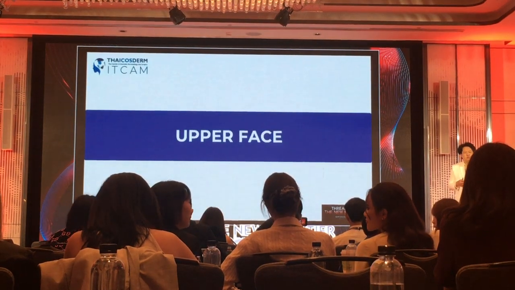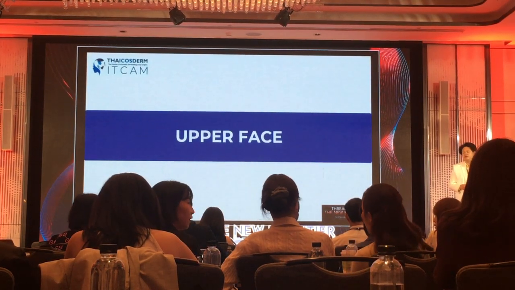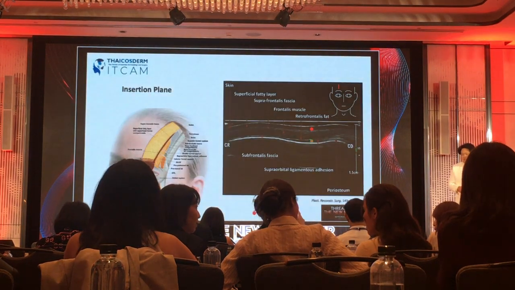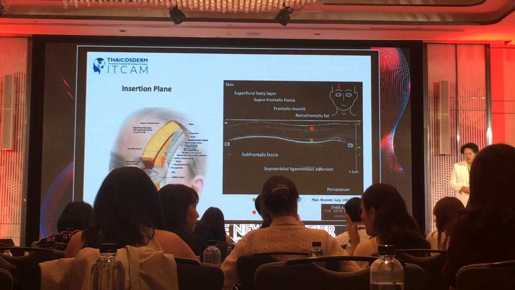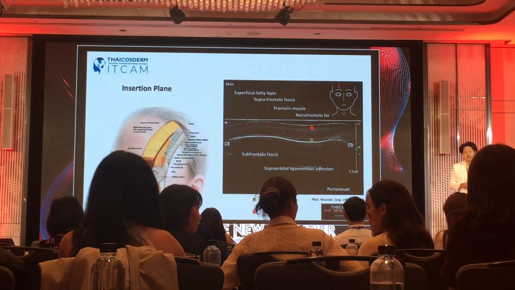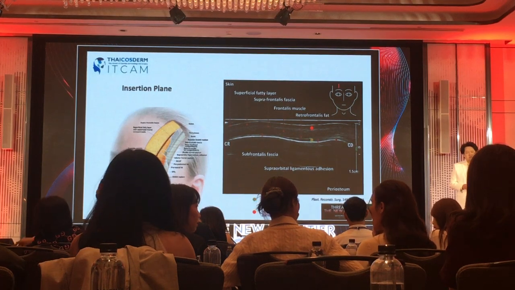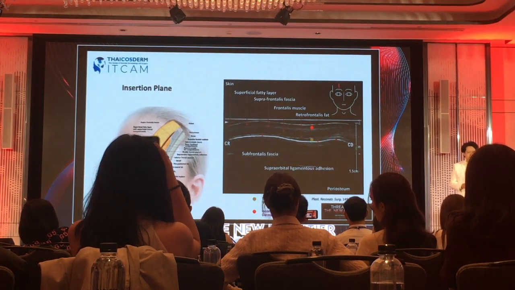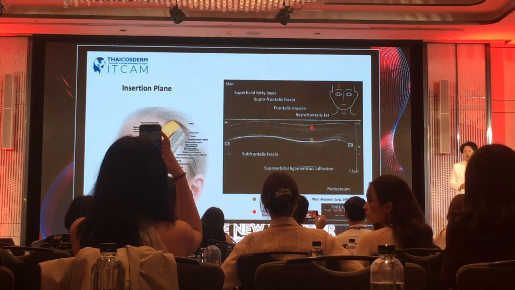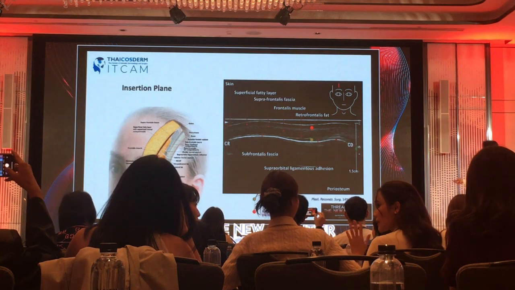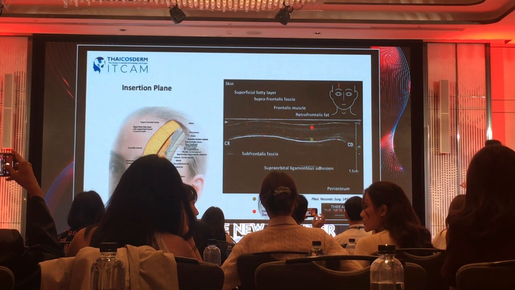My topic I would divide into 3 parts. The first part is about the upper face. For the upper face, the plane where the thread should be placed, in my opinion, should be the subgaleal fascia or above the periosteum, like you see in green in this position.